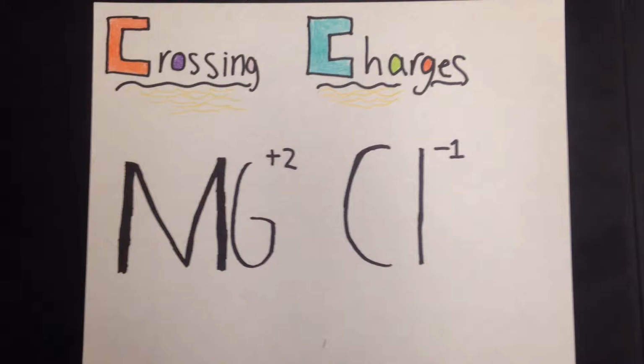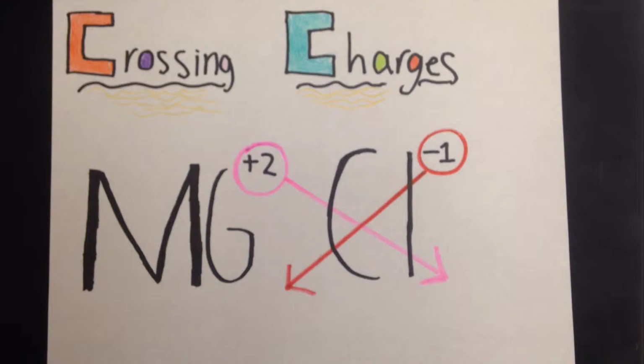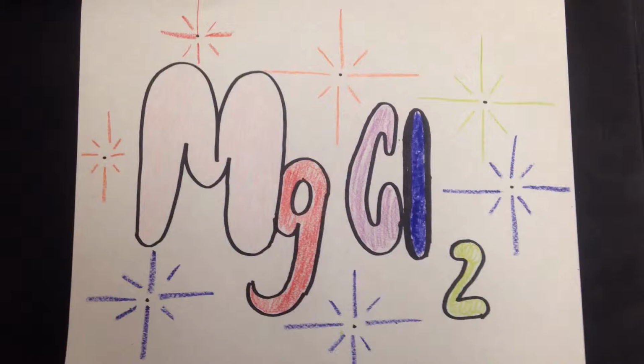It's simple. Just take the charge of each element and place it as the subscript for the other. Here's an example. Mg has a charge of positive 2, and Cl has a charge of negative 1. So, taking just the numbers, I place a subscript of 1 for Mg and a subscript of 2 for Cl. This results in the formula MgCl2. But there's a few more rules still.